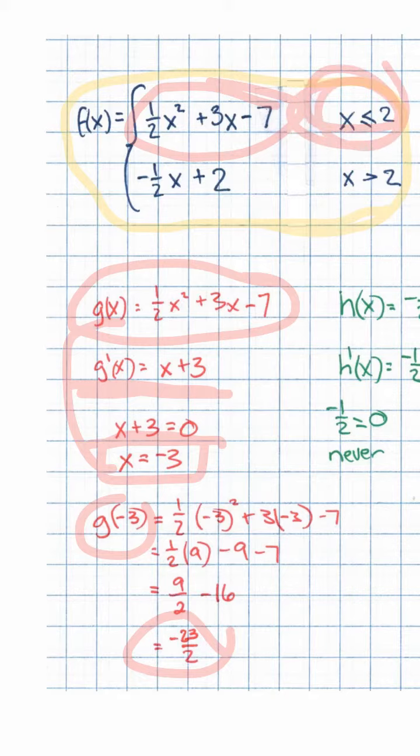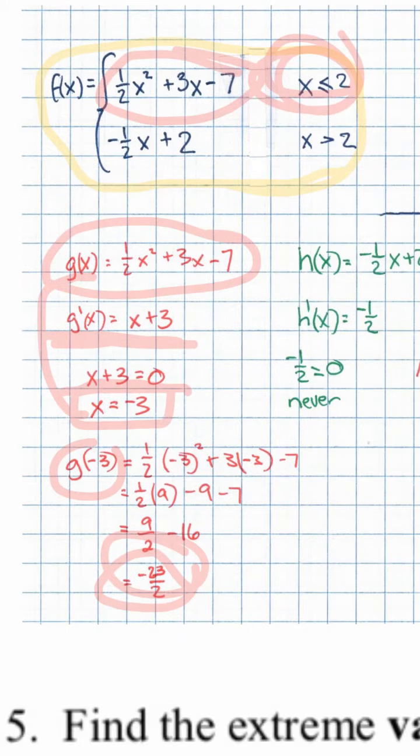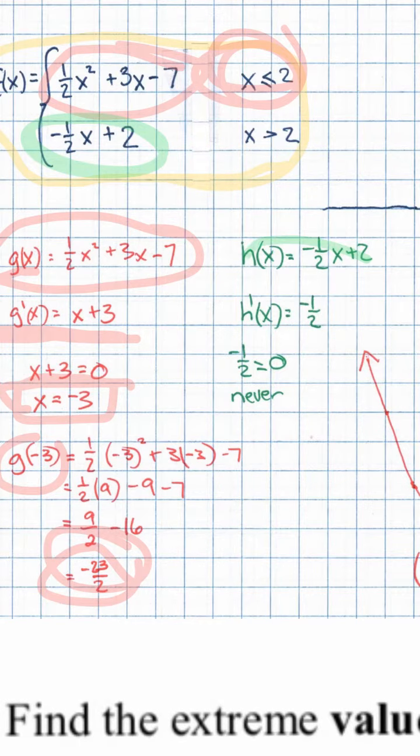2, then that is the function that is active. So this is an important point that we need to include in our critical values. Then I took a look at the second part of this function. I called that h. So I take the derivative of that, and it's -1/2, and -1/2 is never equal to 0. So this part of the function doesn't have a minimum or maximum within it because the derivative is never 0, but that makes sense because it's a linear function, and so, other than the endpoints, a linear function is not going to have a minimum or maximum.